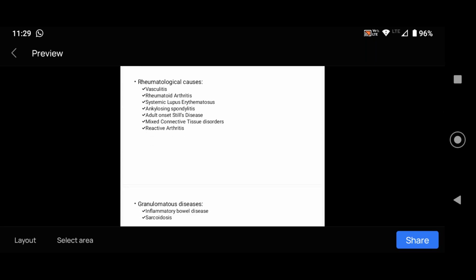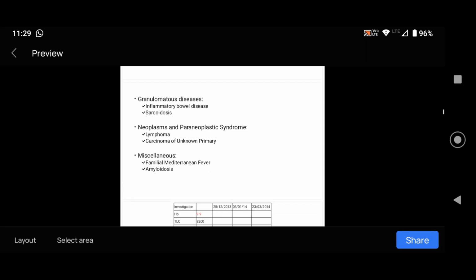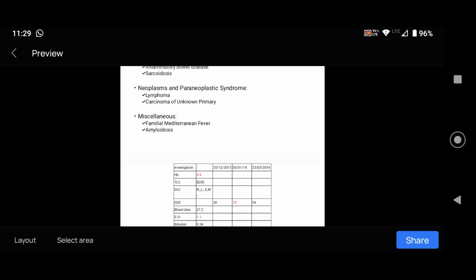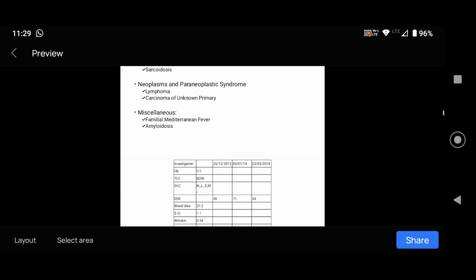Rheumatological causes, we have kept rheumatoid arthritis, vasculitis, SLE, ankylosing spondylitis, adult onset Still's disease, mixed connective tissue disorders, reactive arthritis. And granulomatous diseases, we have kept inflammatory bowel disease and sarcoidosis as one of the DDs after history and examination. Neoplasms and paraneoplastic syndromes, in this category, we would like to further investigate for any lymphomas or carcinomas with unknown primaries, and some miscellaneous disorders like amyloidosis or familial Mediterranean fevers.